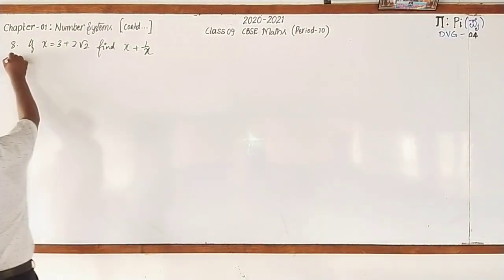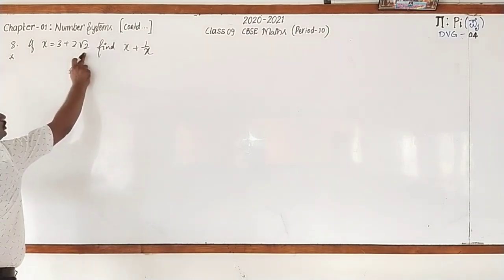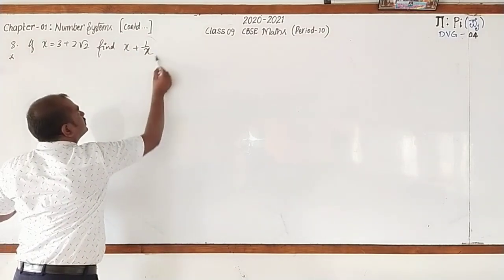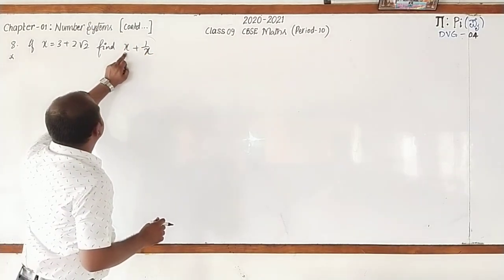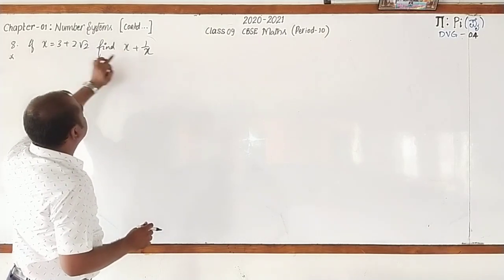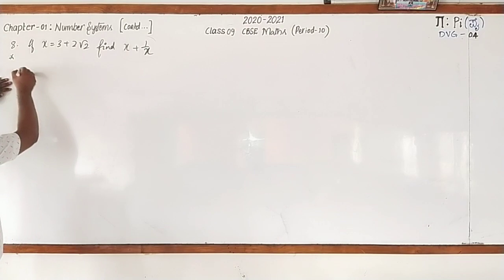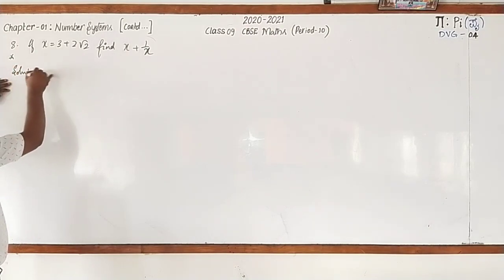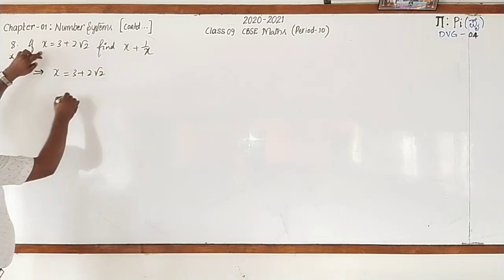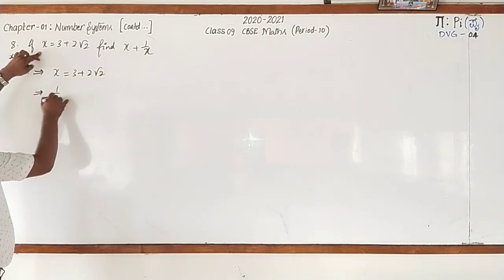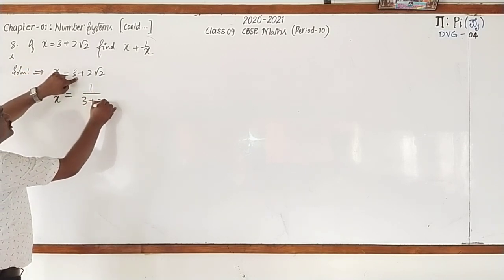Just observe here. We are very familiar with this type. x equal to 3 plus 2 root 2. And you are going to find out the value of x plus 1 by x. You have already known the value of x. It is 3 plus 2 root 2. But we want 1 by x. Hence, I go for finding the value of 1 by x first. Okay. x equal to 3 plus 2 root 2. Then 1 by x can be written as 1 by, what is x? 3 plus 2 root 2.